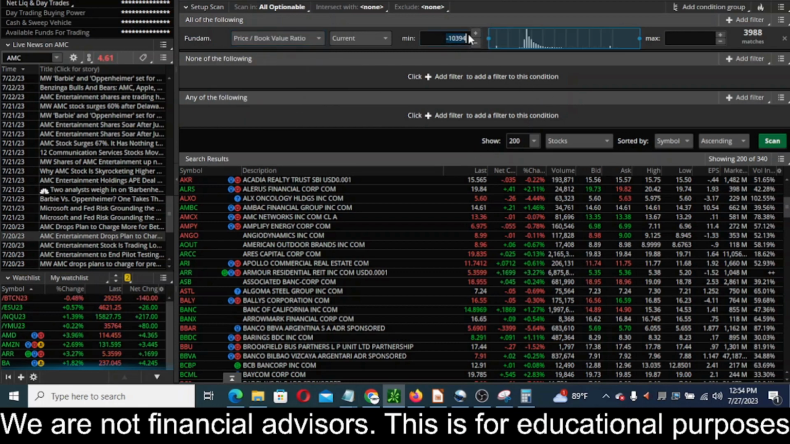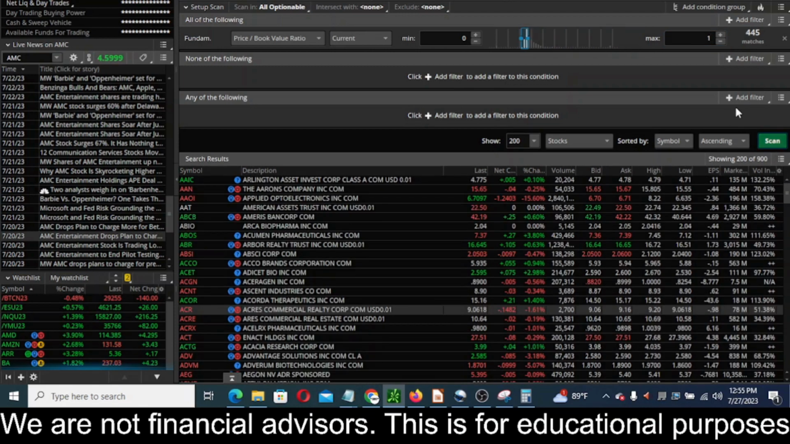We're going to set our minimum to 0, and we're going to set our max to 1. What this gives us is all of the stocks that are trading at or below book value. That can help you determine something that is trading for a fair price or below, an undervalued stock. If I hit scan here, I've got 900 results. It's quite a bit. Let's look at one of the tickers. Ticker AAN, the Aaron's company, is trading at $15.65 right now.